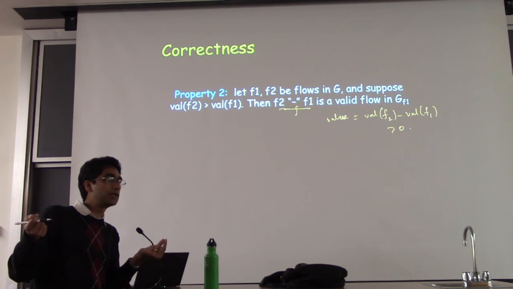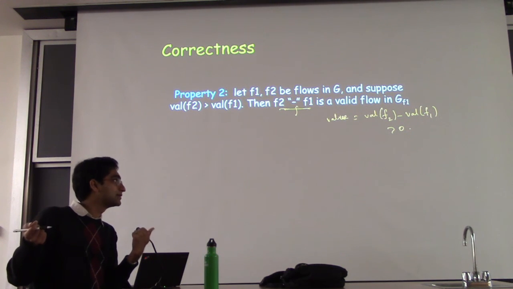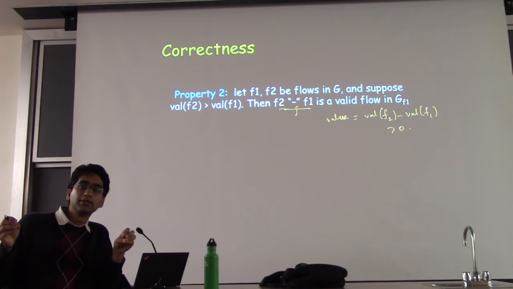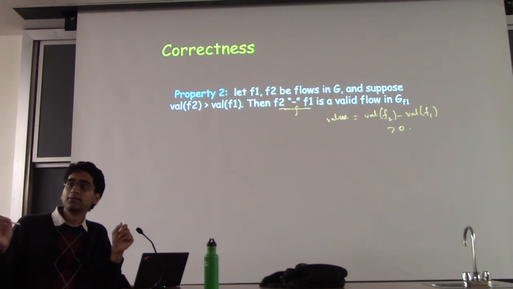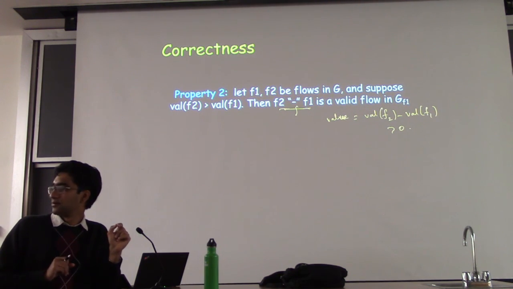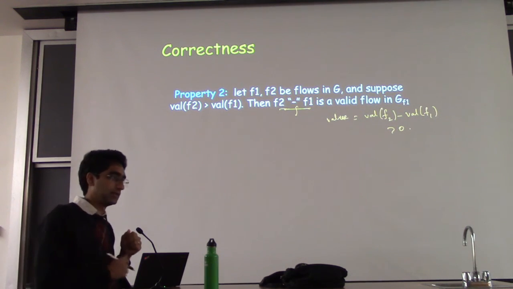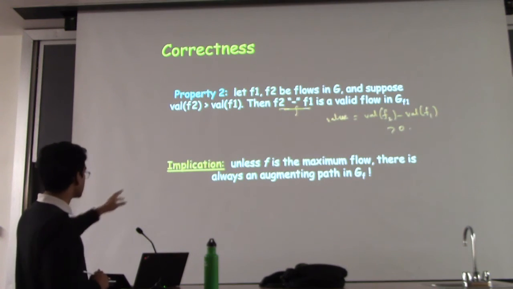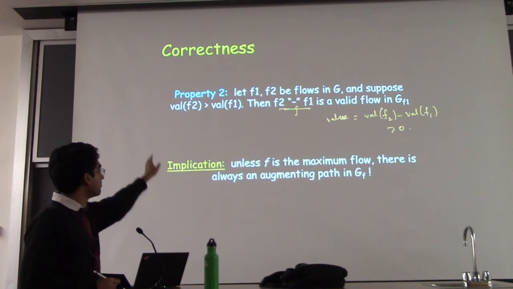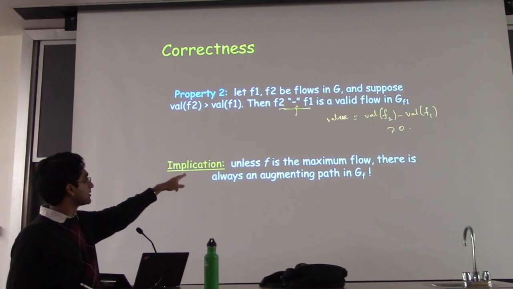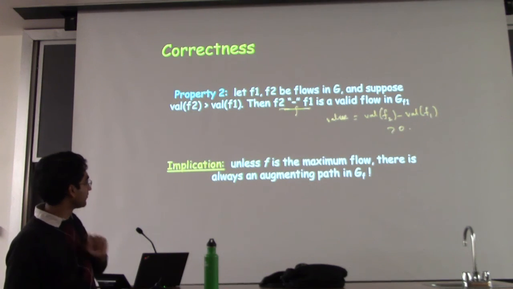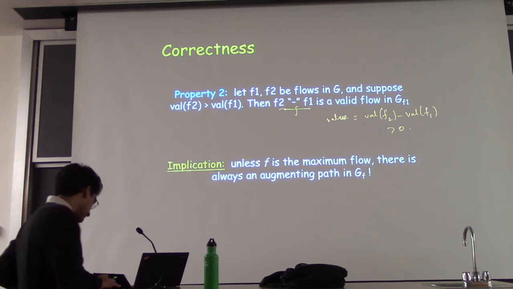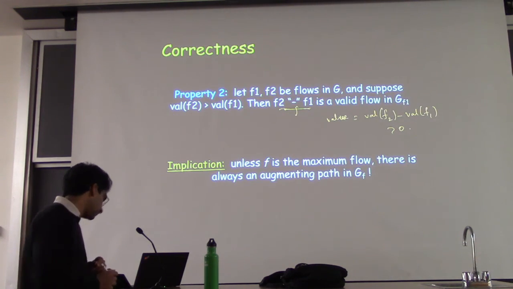Okay, so is this point clear? What this lemma implies is that if you are not optimum, the residual will have an augmenting path. So the implication of this is that unless your current flow f is the maximum flow, there is always an augmenting path. And let's see why this is true.